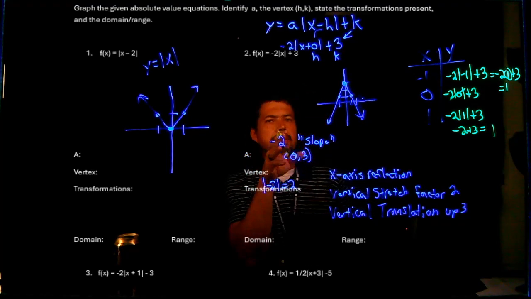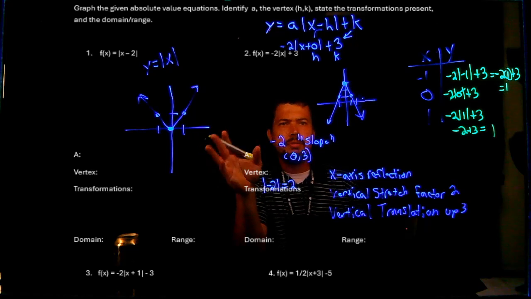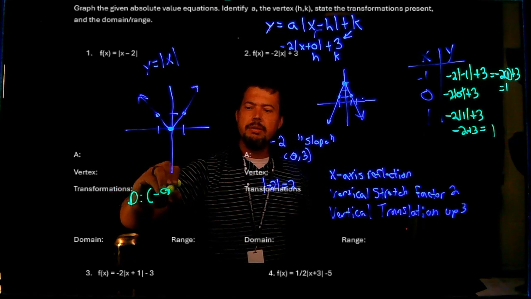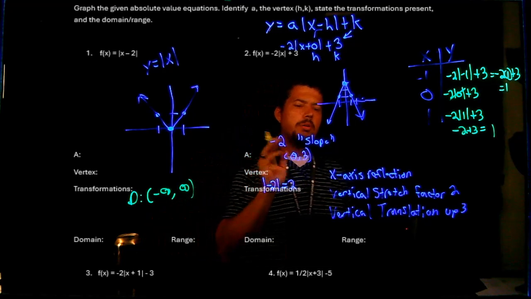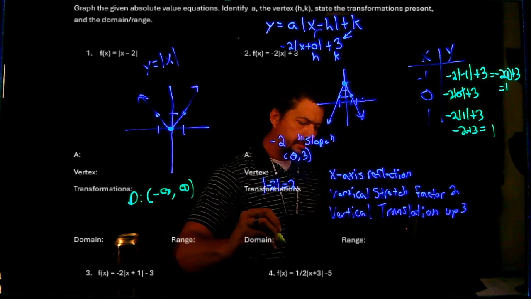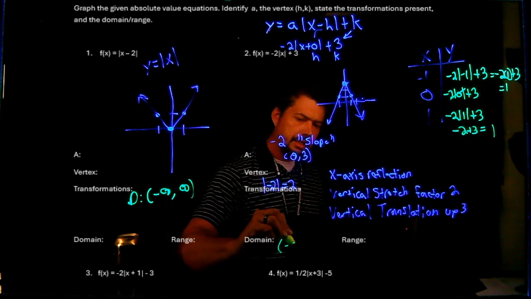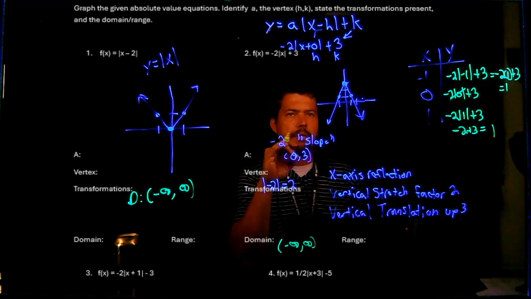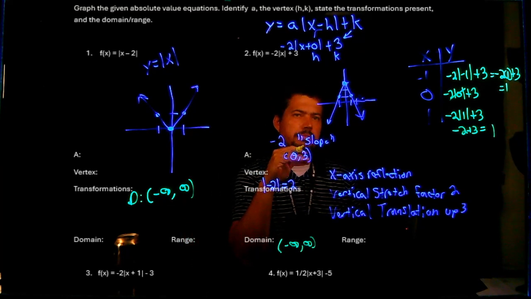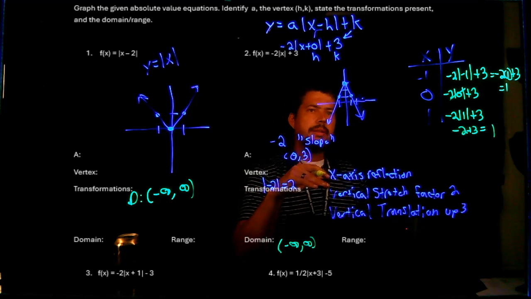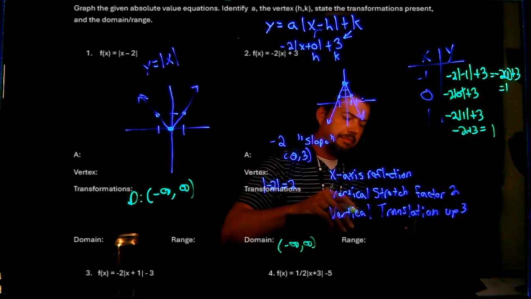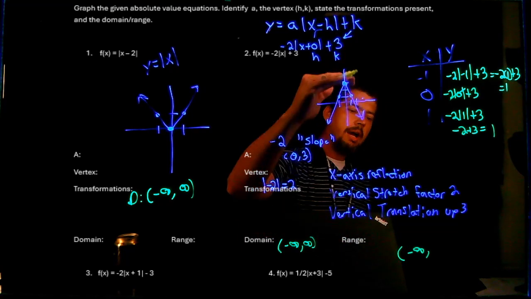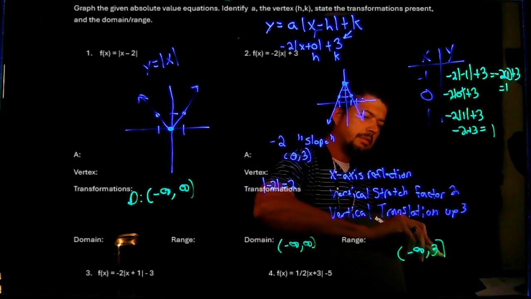Now, domain and range. Domain is always inherited from the parent. The parent had a domain of negative infinity to infinity, and domain is always inherited from its parent. So the domain here is still going to be negative infinity to infinity. Range can change. The range on this one's a little funnier. This thing has a low value of negative infinity, and it rises to 3. So that's a little different.